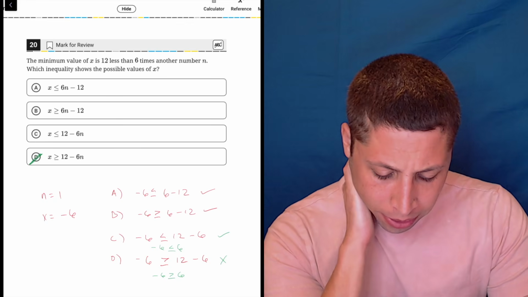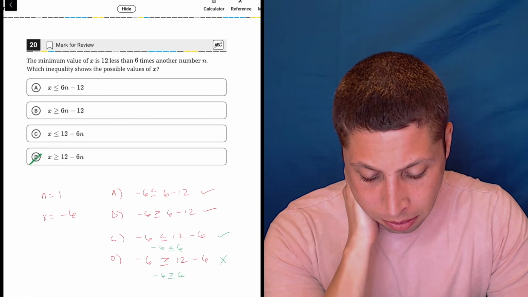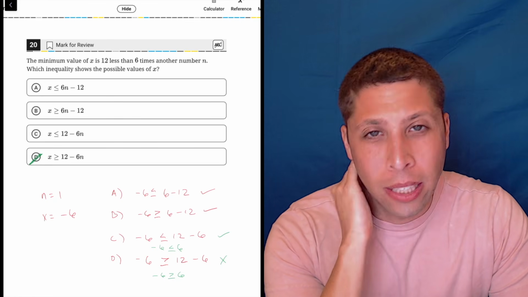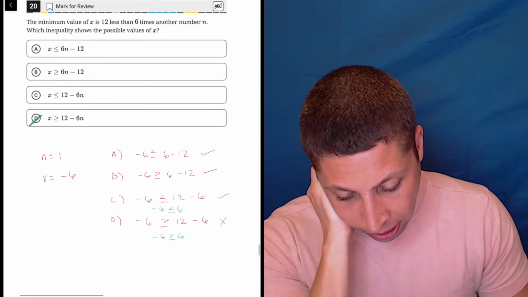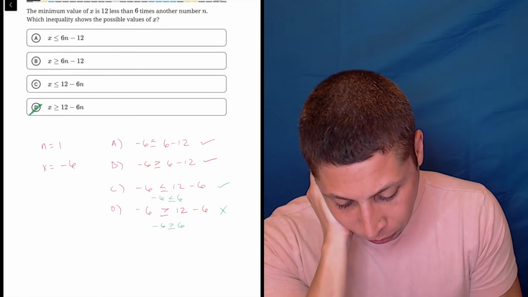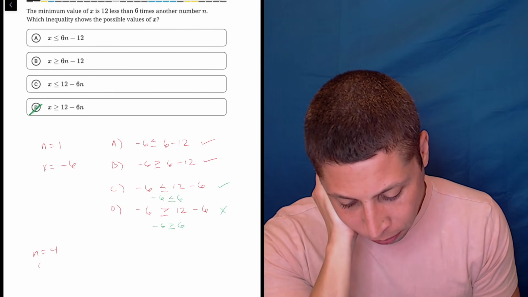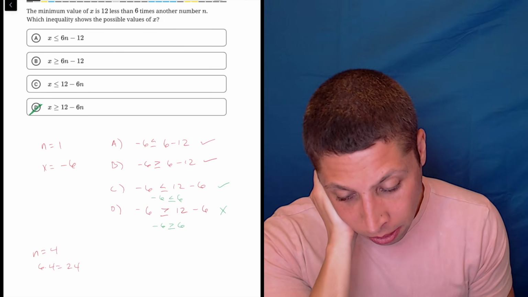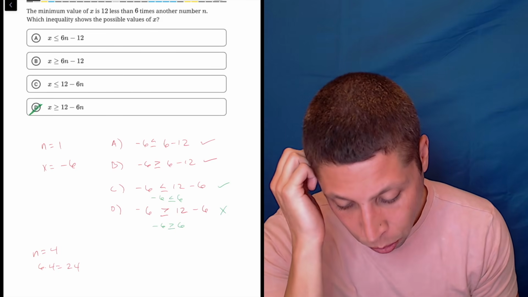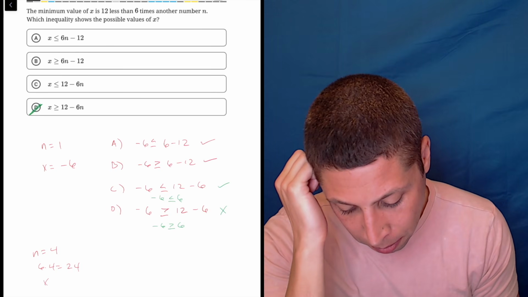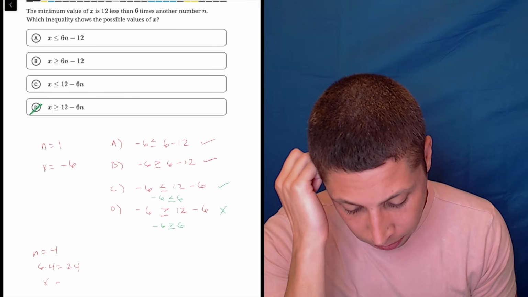I guess I could pick something else, but now I'm wondering if perhaps the inequality is going to be the main thing here. We'll just pick a new number for a second. Let's do n equals 4. Let's just kind of change it up. So if n is 4, 6 times 4 is 24, and 12 less than 6 times 4 would be 12. So x, the minimum of x, would be 12.